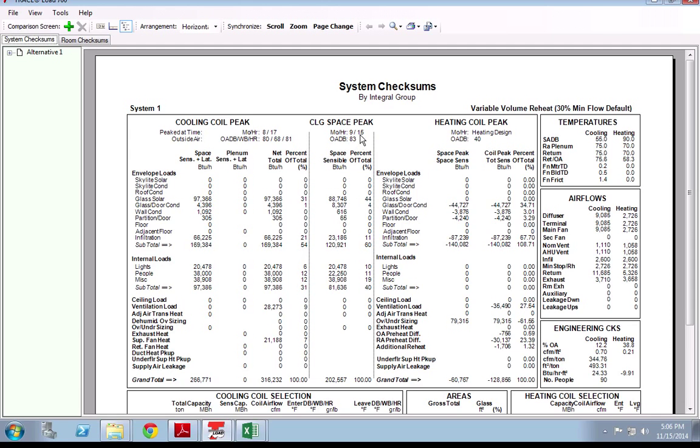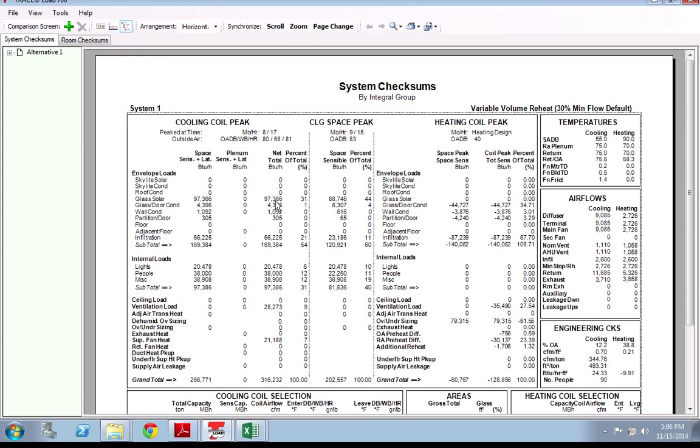And this is occurring later in the year. The sun is higher in the sky. It's 3 o'clock when this occurs. Our outside air temperature is 83, so it's good to know. And if we start to look at the coil peak, we can actually see this occurs earlier in the year, in the 8th month, and it occurs later in the day, at 5 o'clock.